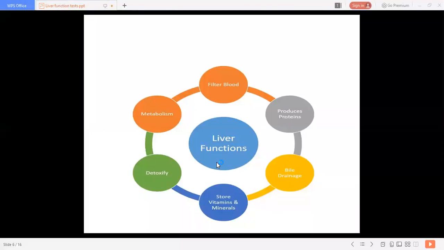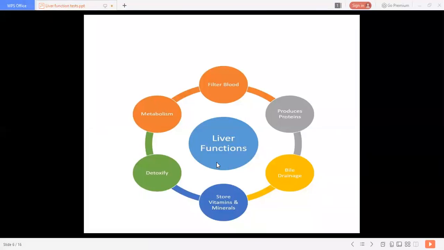Ma'am, diabetes. Yes, in diabetes also, but it is a late complication of diabetes, in which liver metabolism may get affected. Any other than diabetes? Ma'am, if we take more alcohol, then also? This is alcoholic fatty infiltration. Ma'am, jaundice. Jaundice, yes.